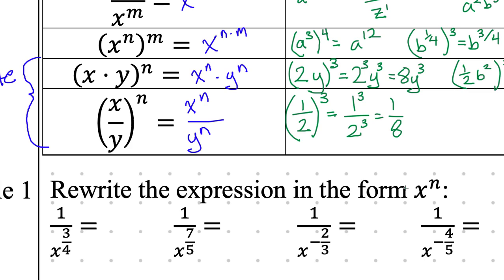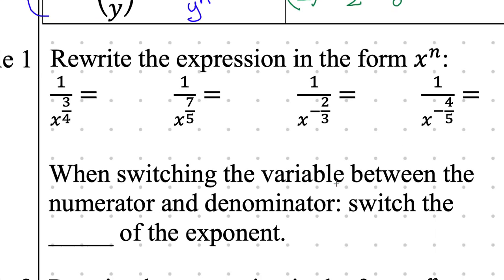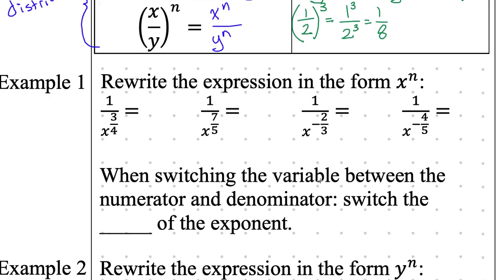All right, so we're going to have lots and lots of places for people to volunteer. Now we're applying all those rules that we learned in Algebra 1 to our current unit with fractions and their exponents. We're on example number 1 now. We're going to rewrite all of these in the form of x to the power of n, which means I don't have any fraction in the base.